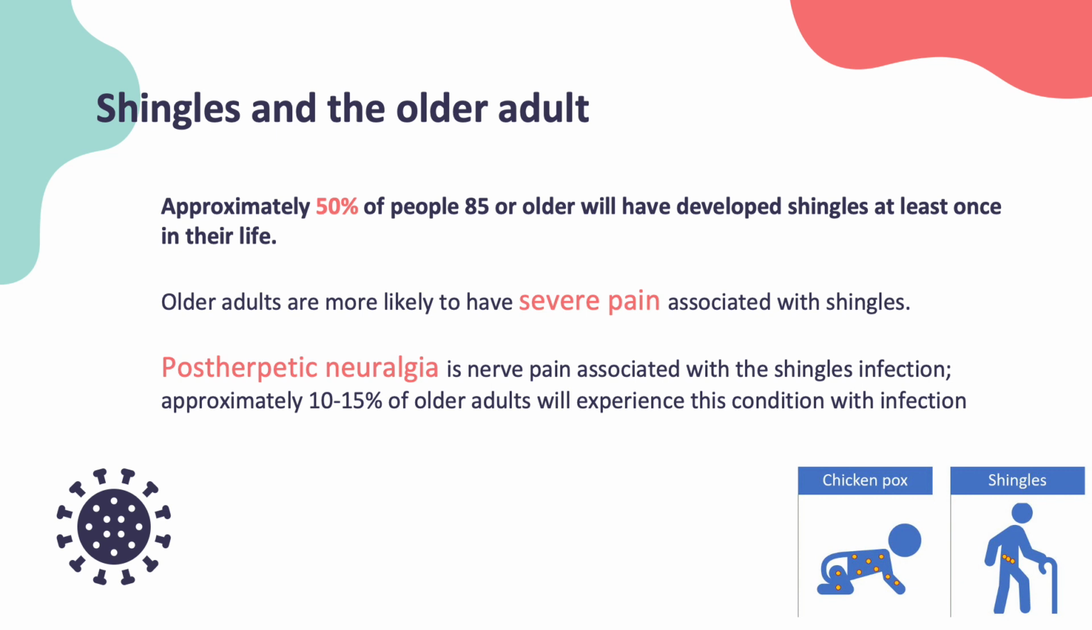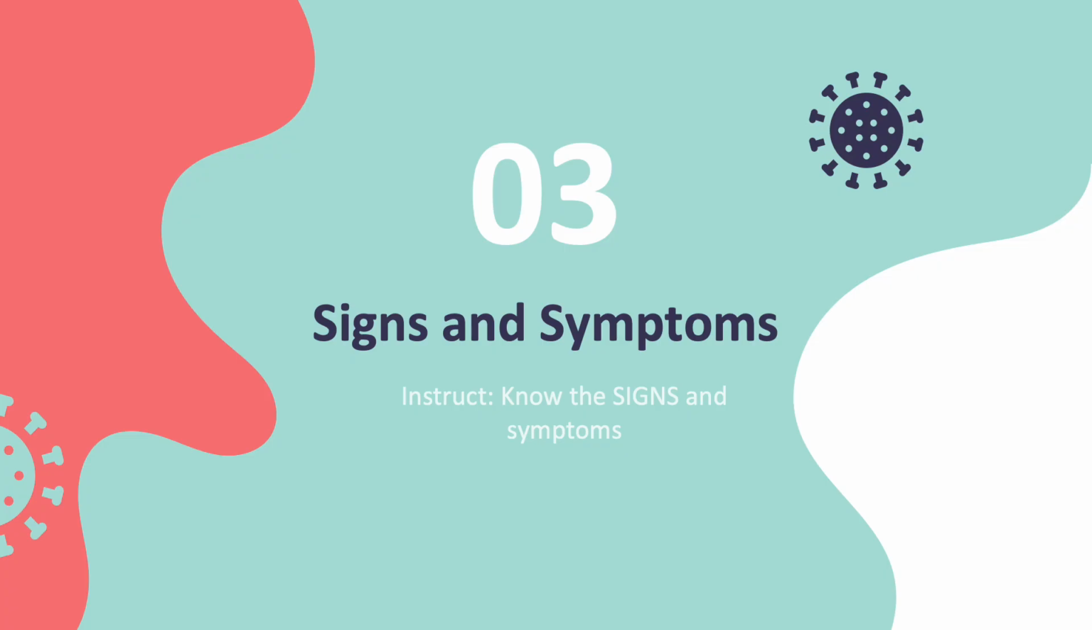Shingles and the older adult. Approximately 50% of people 85 or older will have developed shingles at least once in their life. Older adults are more likely to have severe pain associated with shingles. Post-herpetic neuralgia is nerve pain associated with the shingles infection. Approximately 10 to 15% of older adults will experience this condition with infection.